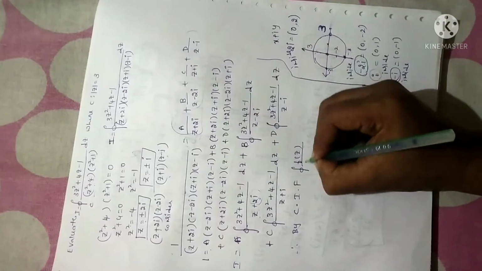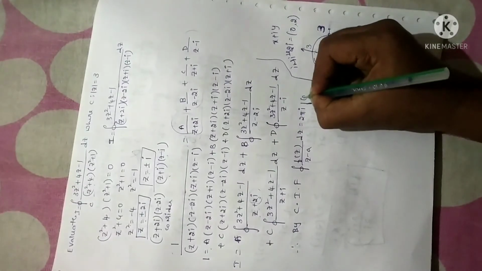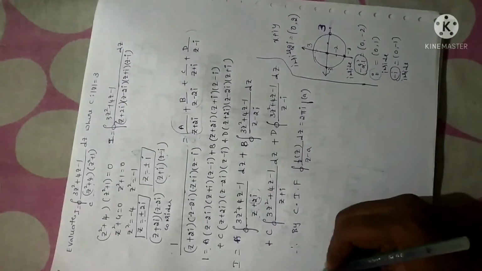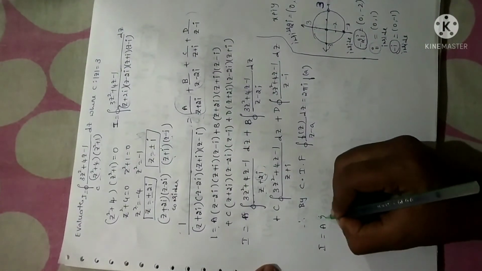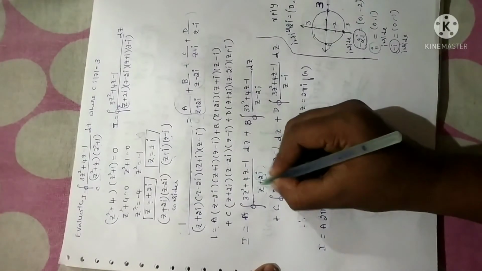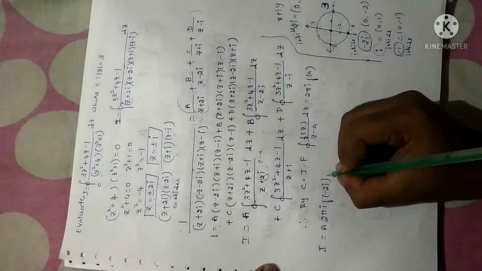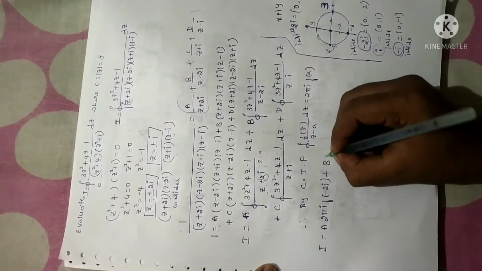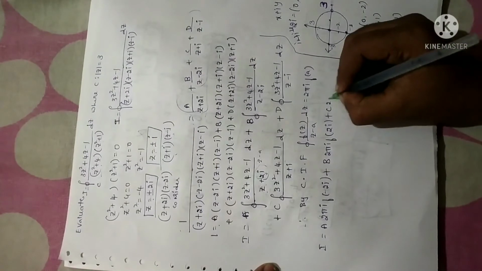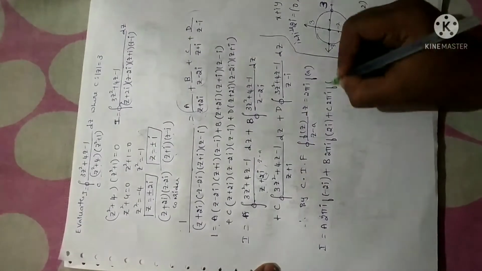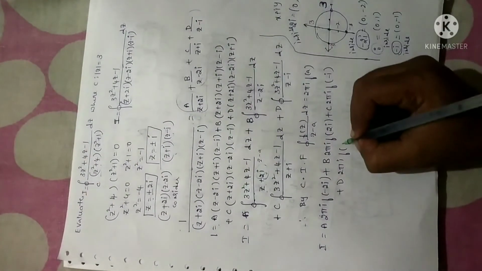The integral of f of z divided by z minus a into dz is equal to 2 pi i into f of a. Please remember, you have to write the full form. Now I can write the integral I is equal to a into 2 pi i into f of a, where a value is minus 2i. Compare it with the z minus a form. So it is f of minus 2i. Right? Plus b into, it is also the same, 2 pi i into f of, in place of a you have 2i. Similarly plus c into 2 pi i into f of, in place of a I have minus i. Plus d into 2 pi i into f of, in place of a I have i.